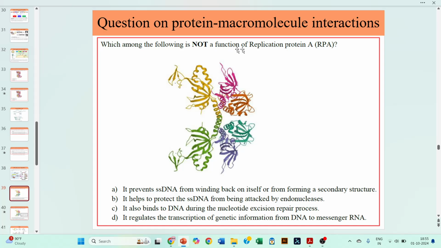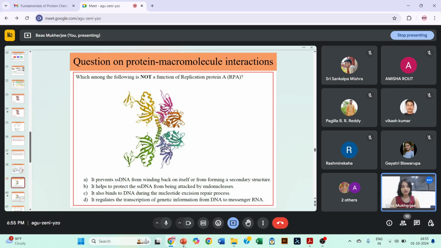Which of the following is not a function of replication protein A? Try to answer this. It prevents single-stranded DNA from binding back on itself or forming a secondary structure, which is not its function, remember. It helps to protect the single-stranded DNA from being attacked by endonucleases. It also helps to bind DNA during the nucleotide excision repair process. It regulates the transcription of genetic information from DNA to messenger RNA.